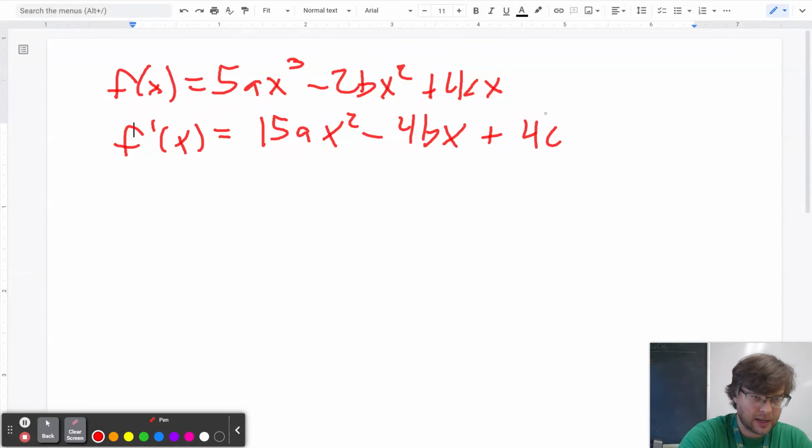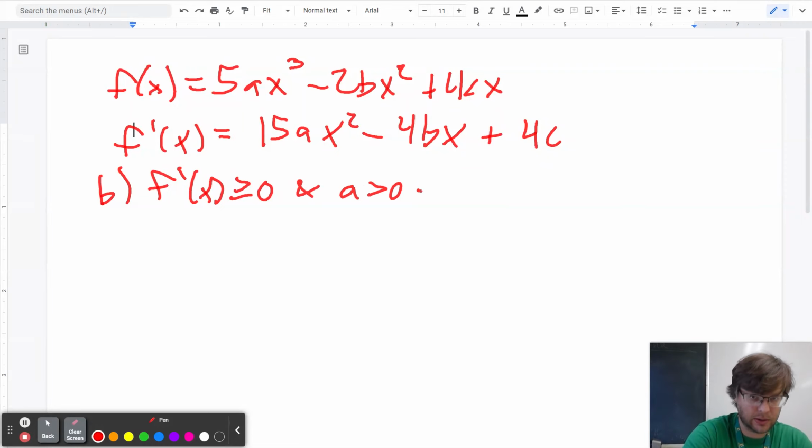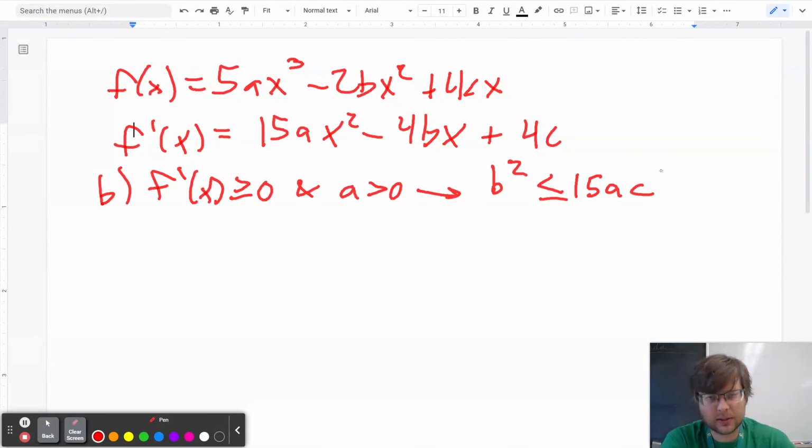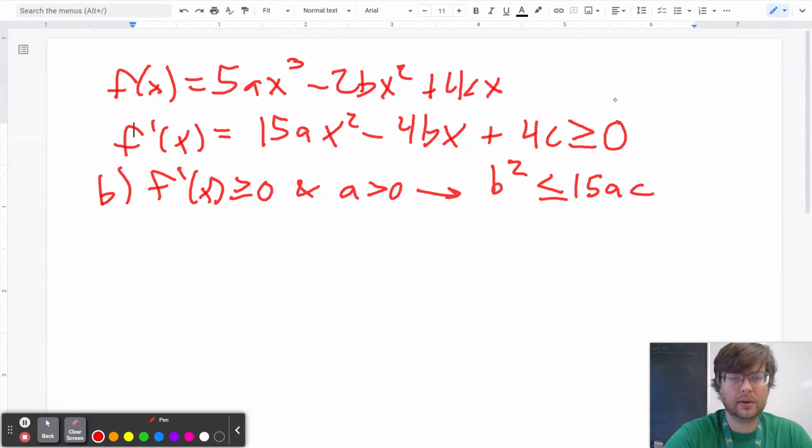But then part B asks this interesting question. It says f prime of x is greater than or equal to 0 and a is greater than 0, and we're supposed to show that b squared has to be less than or equal to 15ac. And so this is confusing here. So what I'm going to do is take my original derivative here and say it's greater than or equal to 0, because that's my assumption right here.